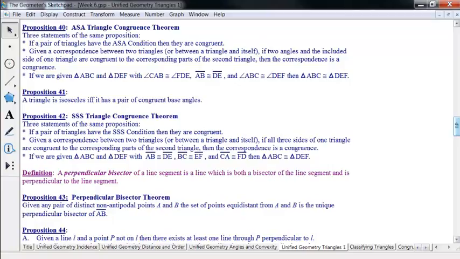And from that, between the SAS postulate and the ASA congruence theorem, we can prove the triangle is isosceles if and only if it has a pair of congruent base angles. This proposition 40 is going to work for Euclidean geometry, hyperbolic geometry, and spherical geometry, as is the SAS postulate. Now we get the side-side-side triangle congruence theorem as well. If two triangles have the side-side-side condition in all three of those geometries I just mentioned, then they have to be congruent.